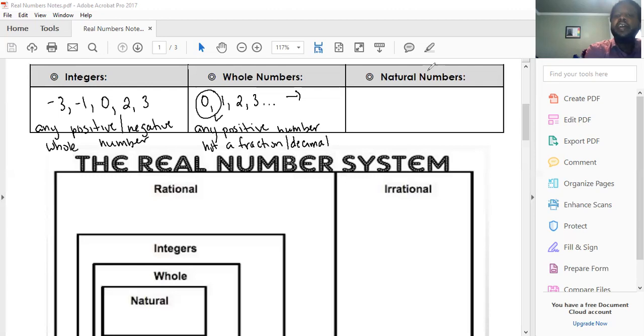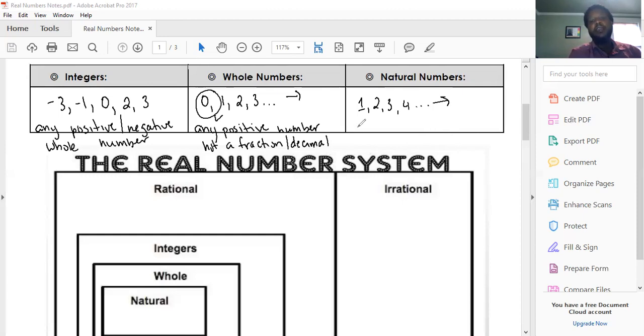All right, so a natural number is, again, less inclusive than the category before. That means it's more restrictive. There's less numbers that are considered natural numbers than are considered whole numbers. So natural numbers are any positive whole number not including 0, okay? So it goes from 1 all the way up to any number we can count to or that we understand to be a positive number, but it does not include 0, okay?